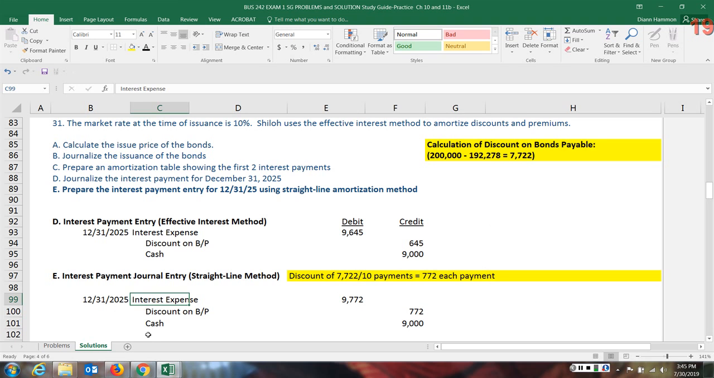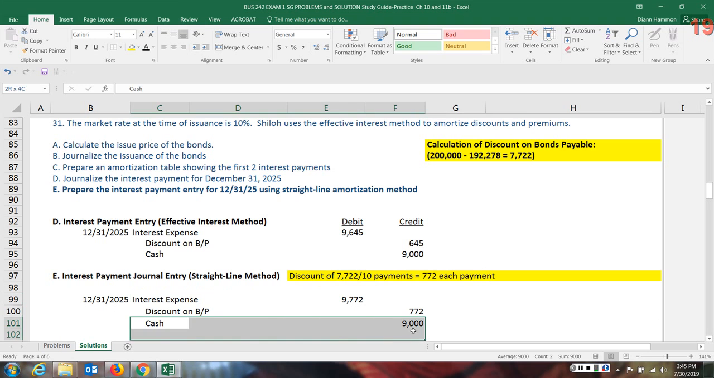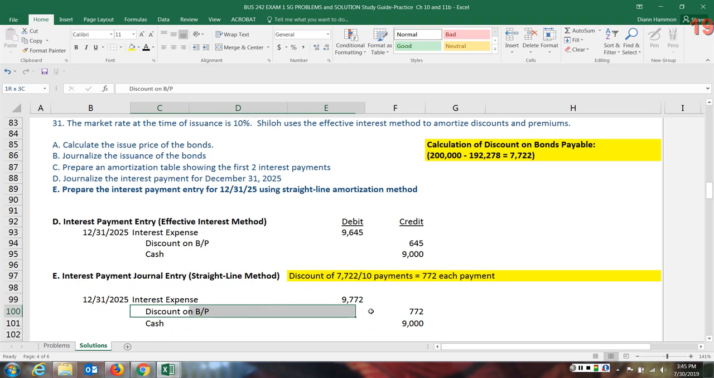payable. So in this case, the cash payment is still going to be $9,000. Discount on the bond payable, $772. And then the interest expense, we will plug that number. It would be the combined total of the cash amount and the discount amount. And again, it would be the same exact entry for 10 times because we have 5 years, twice a year, so 10 total.